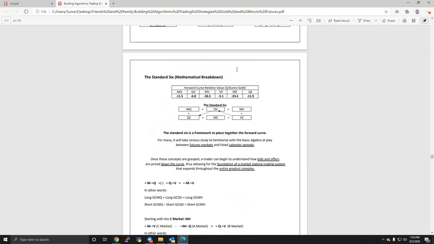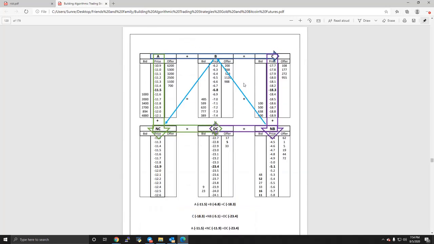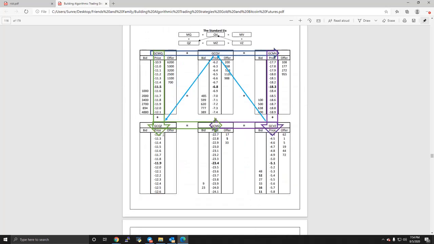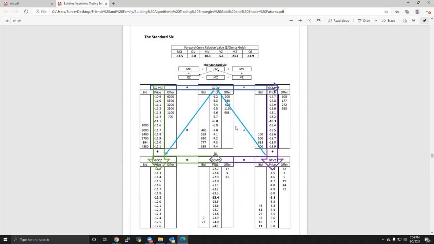Well, the same is going to be true for the standard 6 when you incorporate this next row of markets. So if you're long the C market and you're long the new B market, you're long the double C market. If you're long the A market and long the new C market, you're long the double C market. If you're long the new B market and long the B market, you're long the new C market. And it might be easier to see that when we take the variables out. You can do the math.